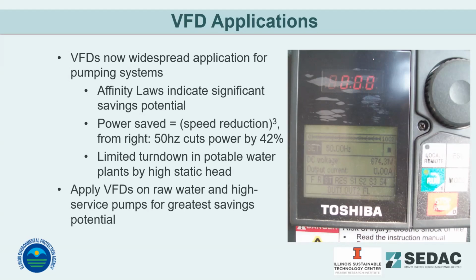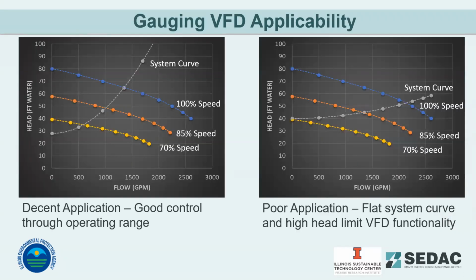On the next slide, it shows the good application, a good control through the operating range, and the poor application. You need to make sure the curve is going to meet the needs. You can't have an extremely high head and then turn it down, because you still have to do the work on those systems. So there are certain applications where it's not effective, and you have to look and try to mitigate those situations.